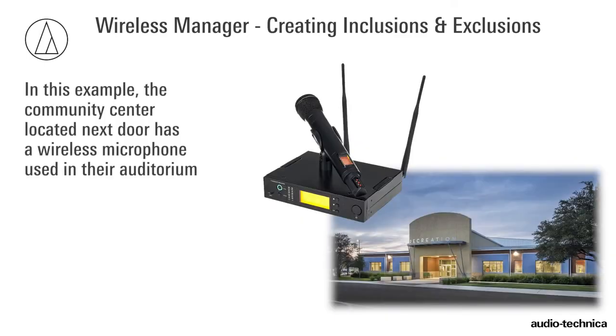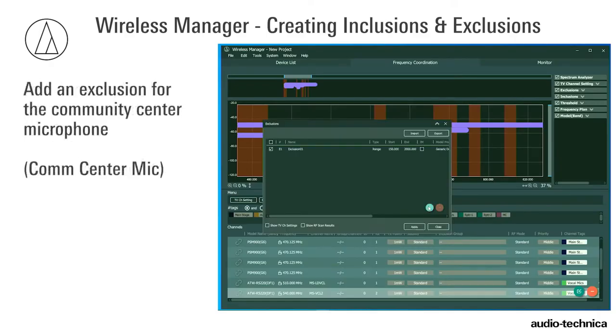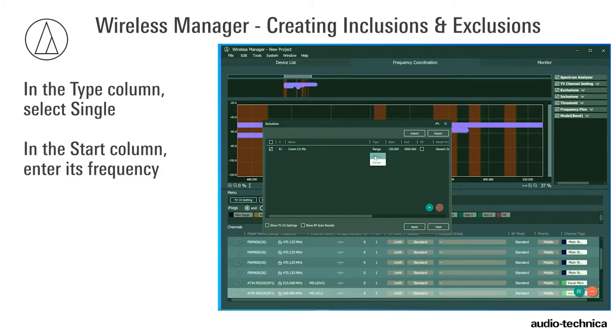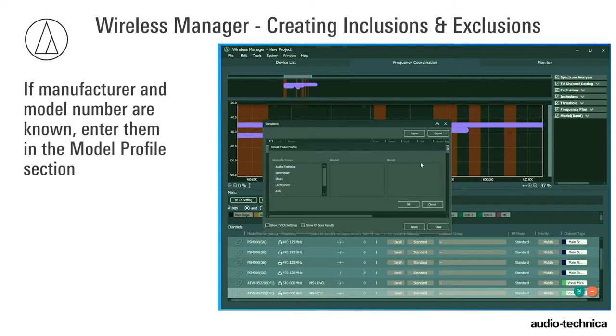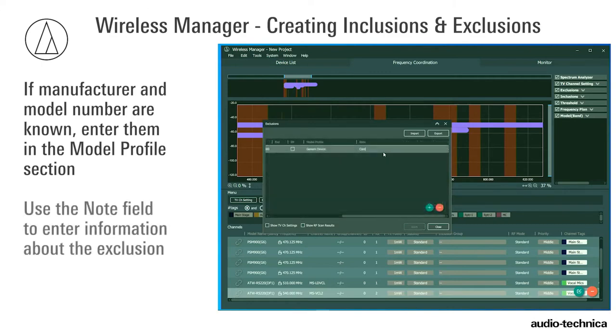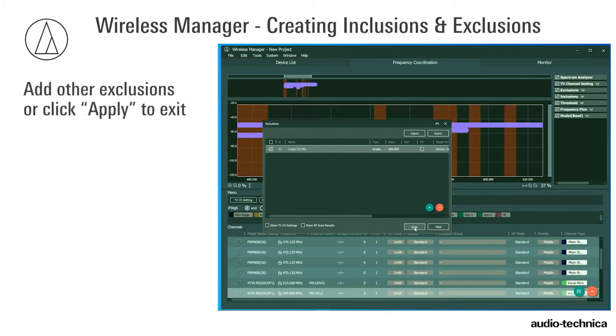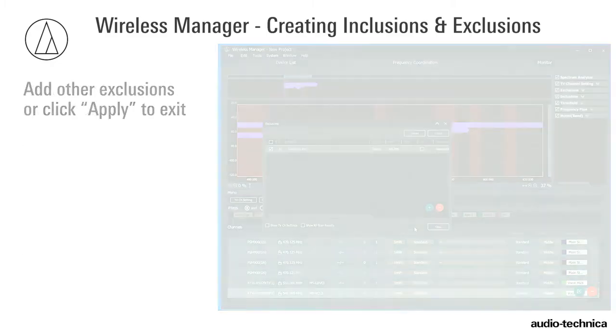In this example, the community center located next door has a wireless microphone used in their auditorium. Add an exclusion named Community Center Mic. Under Type, select Single, and under Start, enter its frequency. If the manufacturer and model are known, they can be entered in the Model Profile section. Use Notes to enter information about the exclusion. Add other exclusions or click Apply to exit.